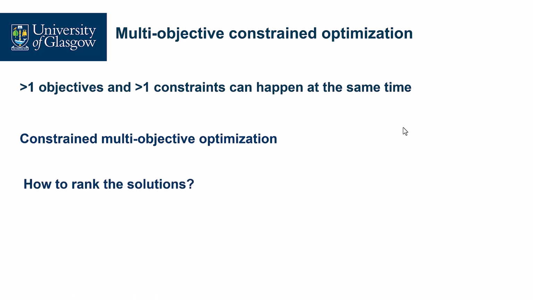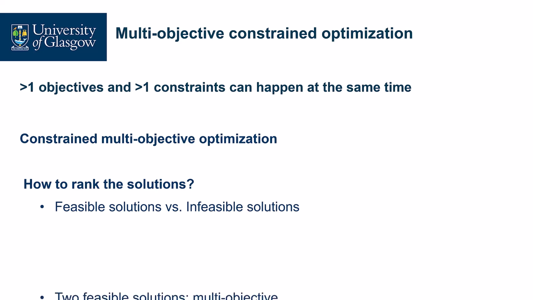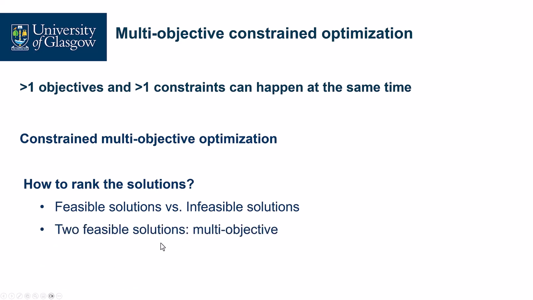So we first go to constraints, right? If we randomly pick two solutions, one of them is feasible, the other is not feasible, then which one is better? The feasible one. Then if we find two feasible solutions, then we use what? We use a multi-objective way to identify. If we find two infeasible solutions, what shall we do? We compare the constraint violations. Right, so this is the way.